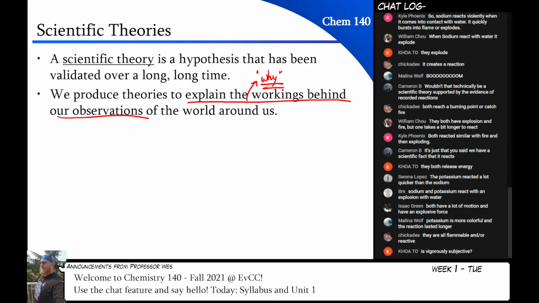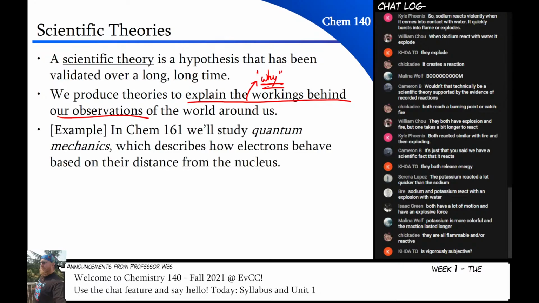Now, if I drop aluminum in water, nothing happens. So obviously aluminum must be different from sodium somehow. And our question is, well, how are they different? At this point in the course, obviously we can't tell you that. In 161, though, we will answer this question.